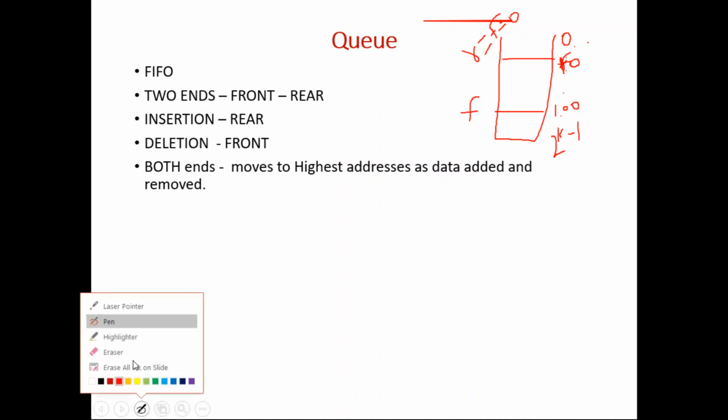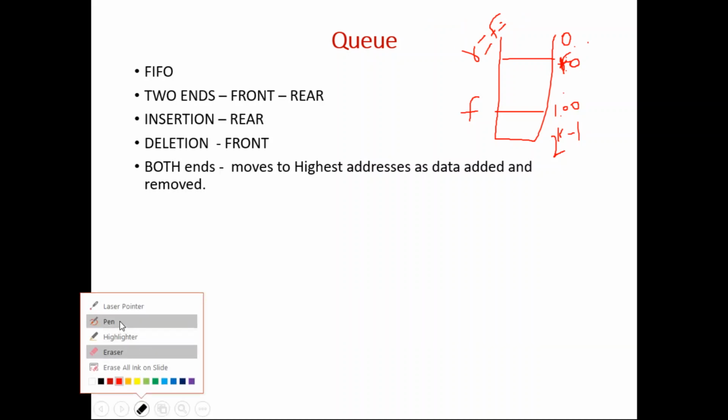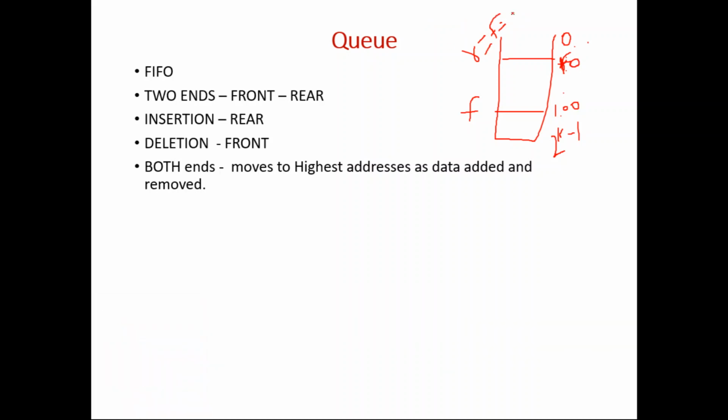When you insert something into the queue, you will increment rear first, and then insert. We will leave that 0th location empty, assuming it is a circular queue. So the first element will come here. Increment rear again, and the next element will come here. As you increment, the rear address is also increasing. If you want to remove something, then the front address will increase. So that is what this statement says: both ends move to the highest address as data is added and removed.